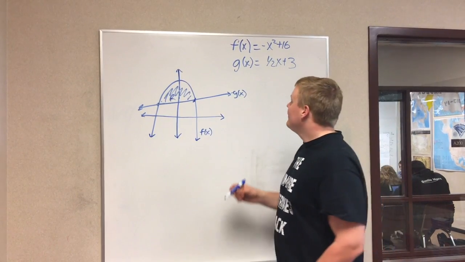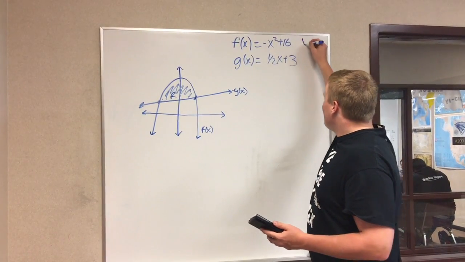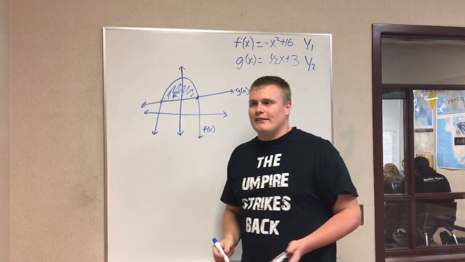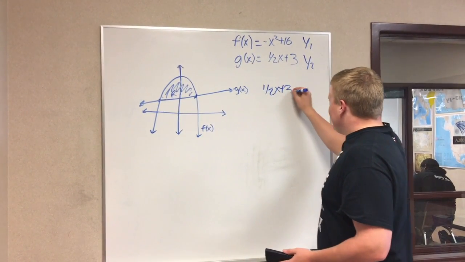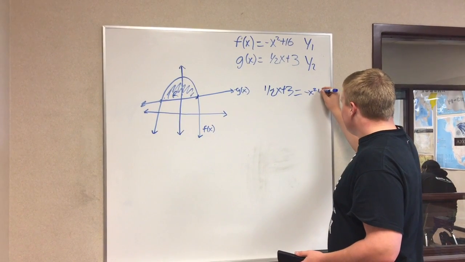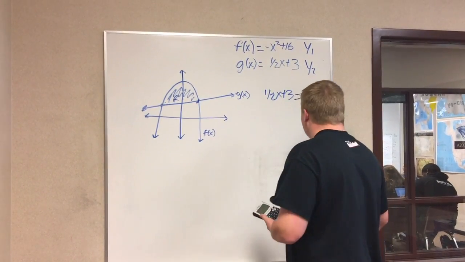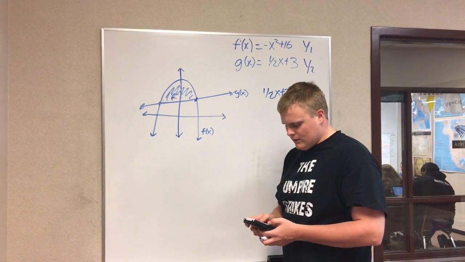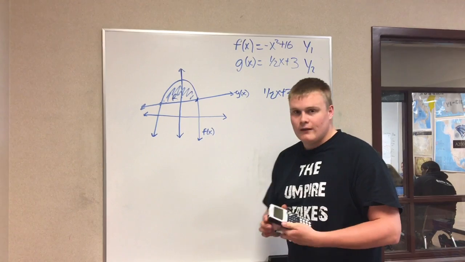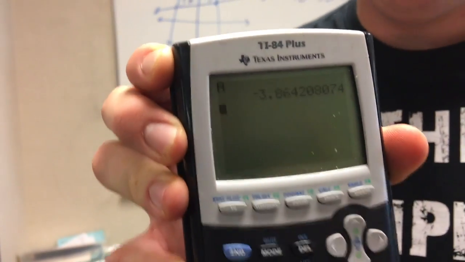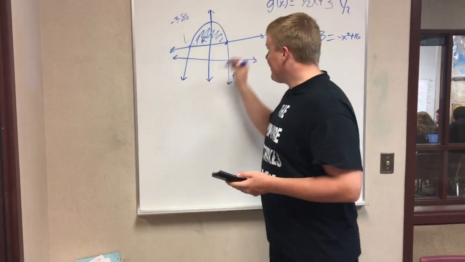Now, the easiest way to do this, if it's on a calculator, is to graph this as y1 and then this as y2 and find your intersection points. If you're supposed to do this without a calculator, what you'd have to do is set f of x equal to g of x and solve it by hand. To save some time, we're going to do it on a calculator. And I've got my first intersection point equal to negative 3.86. And we'll do the second one.